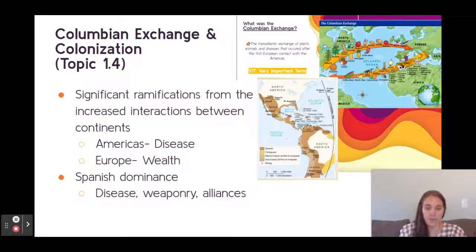The reason for that was, number 1, disease. American Indians were vulnerable to these diseases, and so were not able to mount the resistance that they would have had they been healthy. And then the weaponry was more advanced on the European side, and the Spanish did ally with a lot of the enemies of the larger American Indian groups. For example, with the Aztec, Cortez made alliances with the enemies of the Aztec, and then overthrew the Aztec Empire and subjugated all the American Indians in the region.